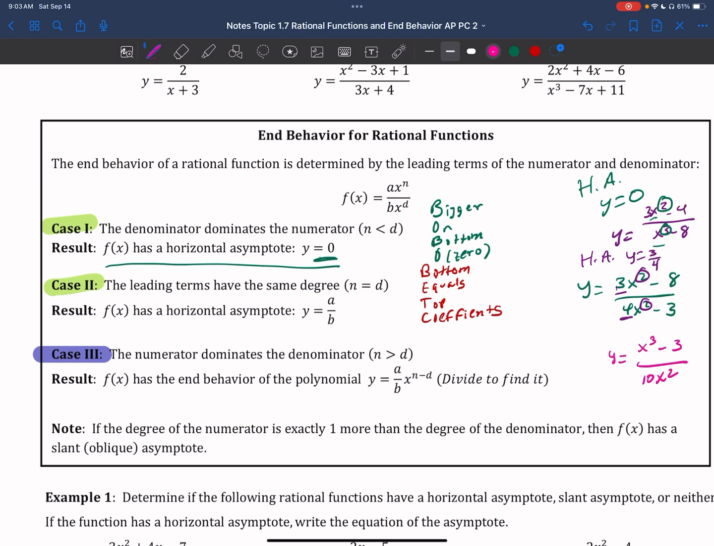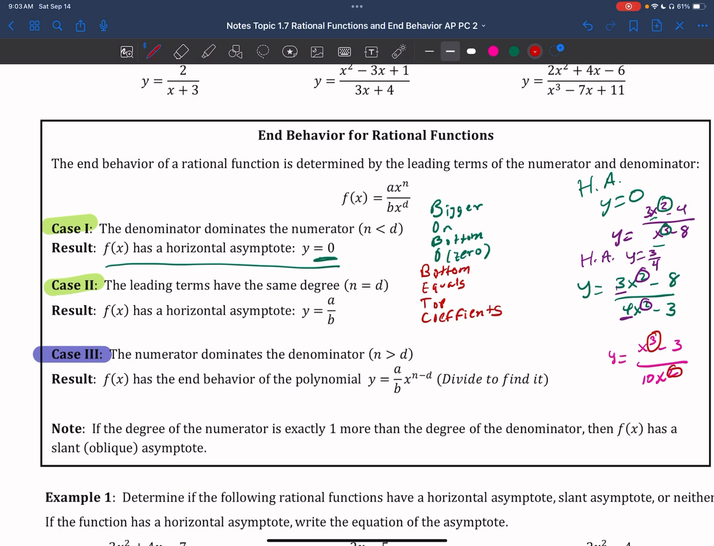Again, all we care about is the degree. Looking at the numerator, the degree is 3. Looking at the degree of the denominator, it is 2. The one on the top is bigger. When that happens, you have to look at the end behavior of the polynomial that will be given to you by this. So this is the division of the leading coefficients, and then you're subtracting the degree of the numerator minus the degree of the denominator as your exponent.